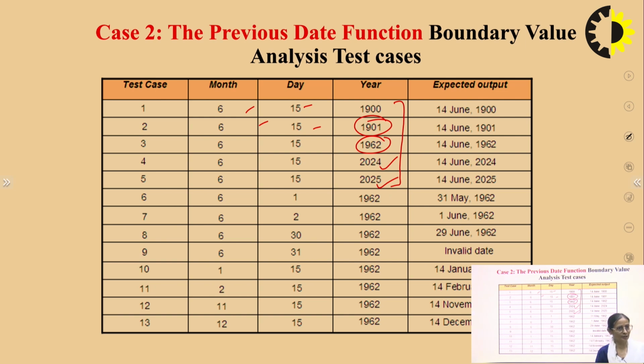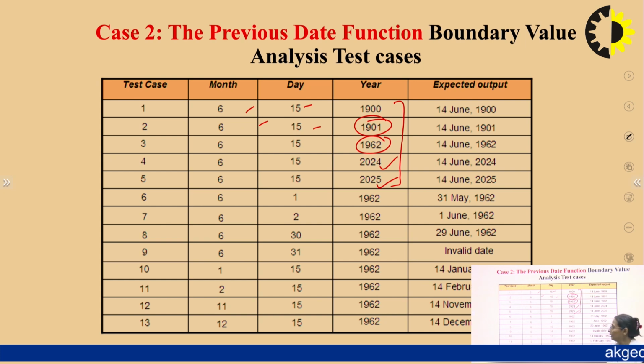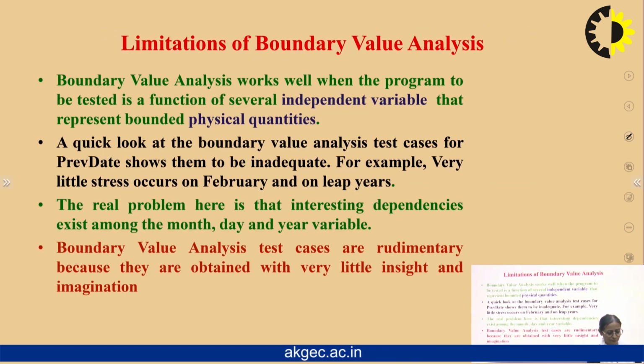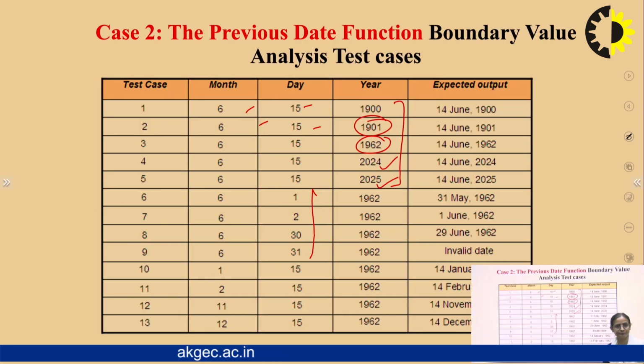We make a variation here corresponding to year. Similarly, we have now fixed this value. We are playing around with this value, and then we are playing around with the month value. So this is how we generate the test cases. And another important case is an invalid date. This case is also very important to check.